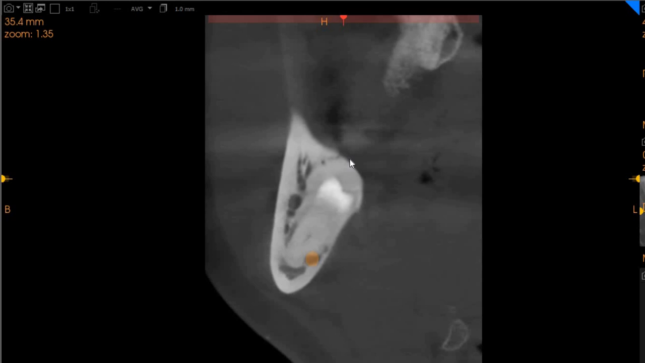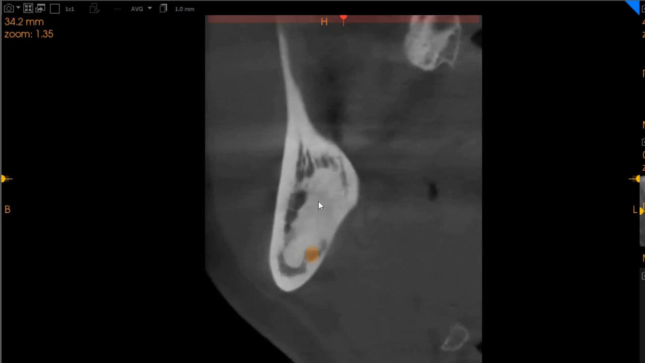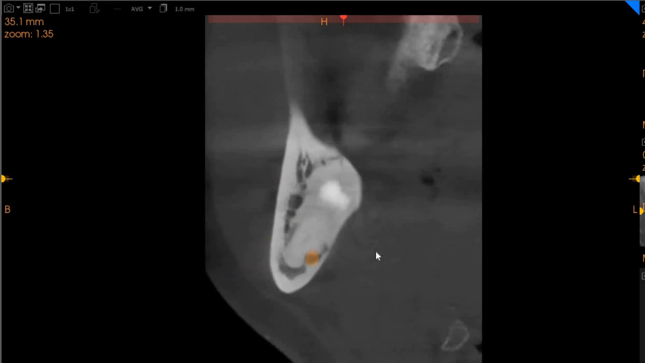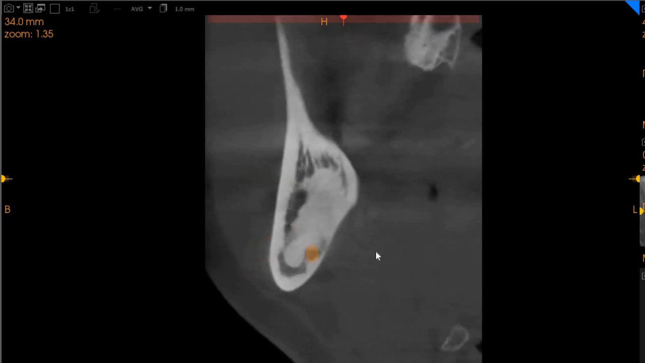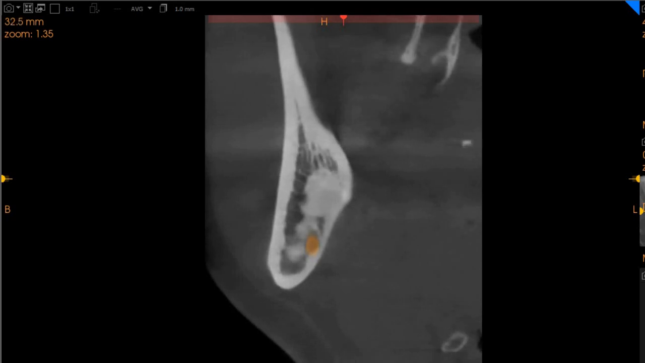So there is osteosclerosis associated with this tooth as well, as you can very clearly see this lesion right here. This is right on the distal aspect of the wisdom tooth, and you can see it just blends in with the osteosclerotic bone.